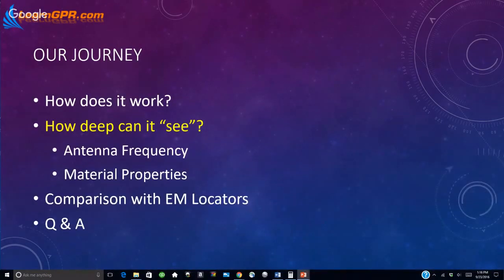So how deep can it see? How deep can it prospect? How deep can your pipe be buried for your GPR to still identify? And the answer is, well, it depends. And it depends on two different things. Number one, it depends on the antenna frequency that you use. Antennas will have different frequencies, and different frequencies will allow you to prospect deeper or more shallow. And it'll depend on the material properties that you are surveying within.